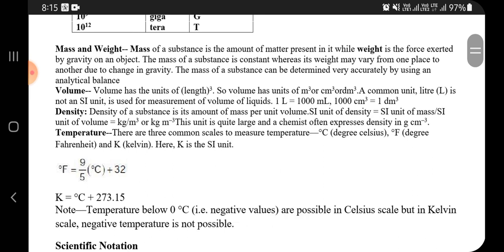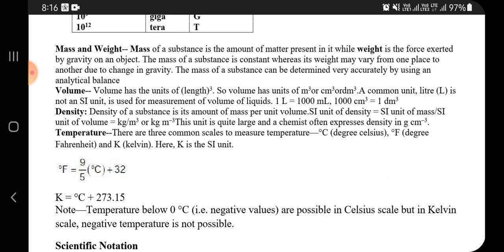Then mass and weight. Mass of a substance is the amount of matter present in it, while weight is the force exerted by gravity on that object. Volume has units of length cubed. So volume has units of meter cube, centimeter cube, or decimeter cube. Density of a substance is its amount of mass per unit volume.